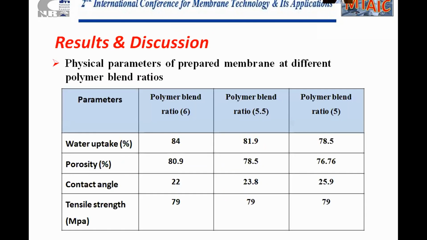This table represents physical parameters of the prepared membrane at different polymer plane ratios. These parameters include water uptake percent, velocity, contact angle, and tensile strength.